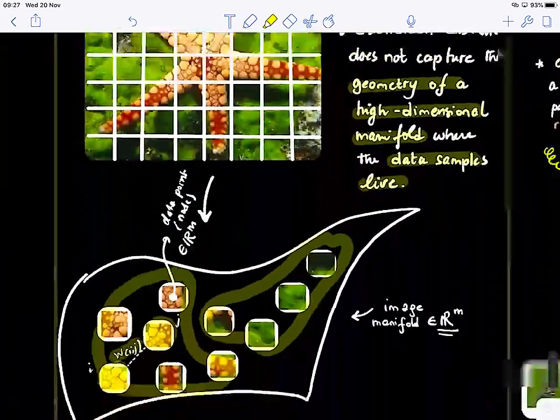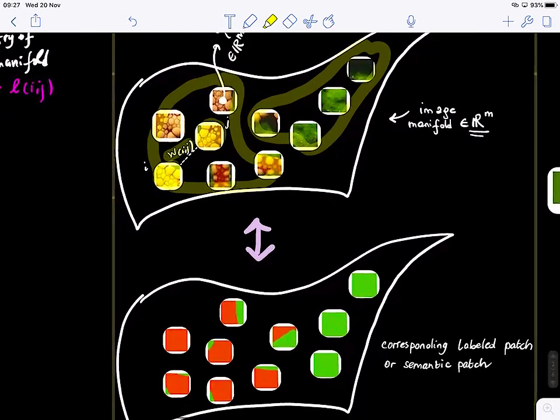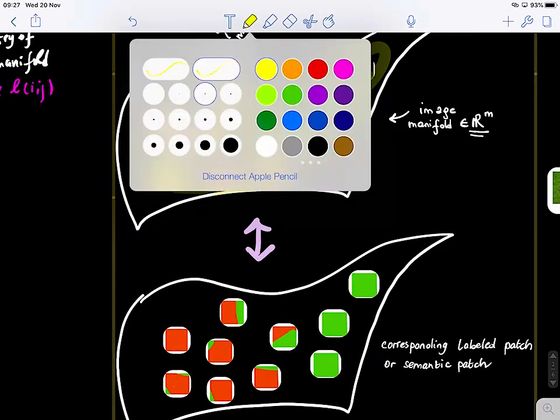So the basic idea is that if I have two manifolds, this is the image manifold, right? So this is the image space.